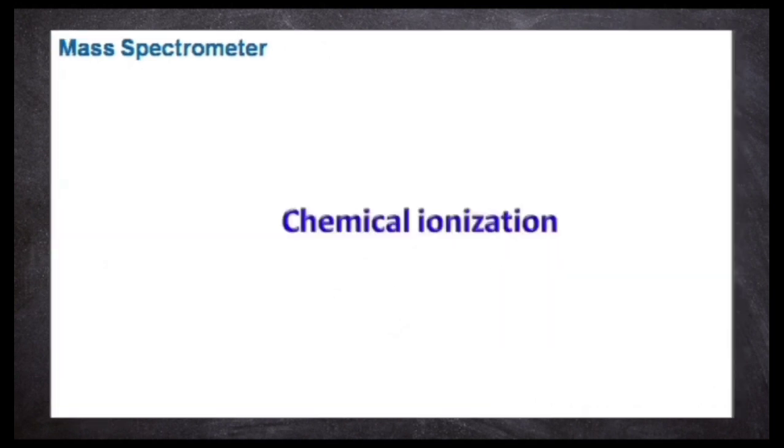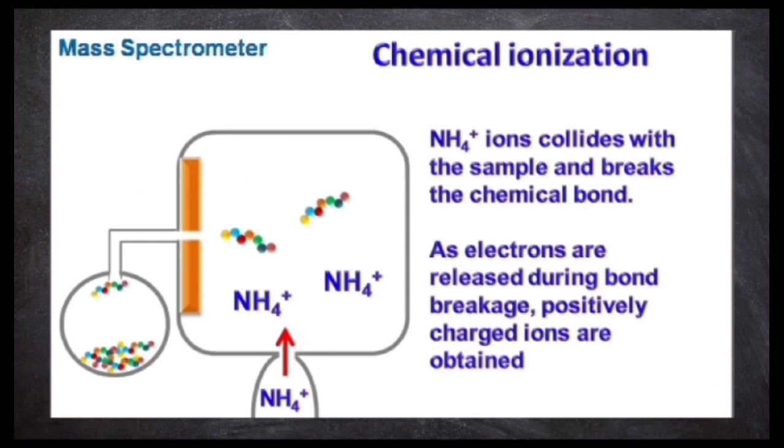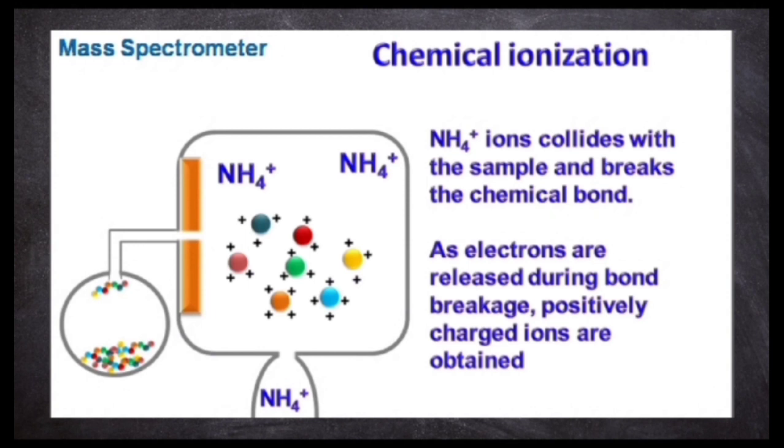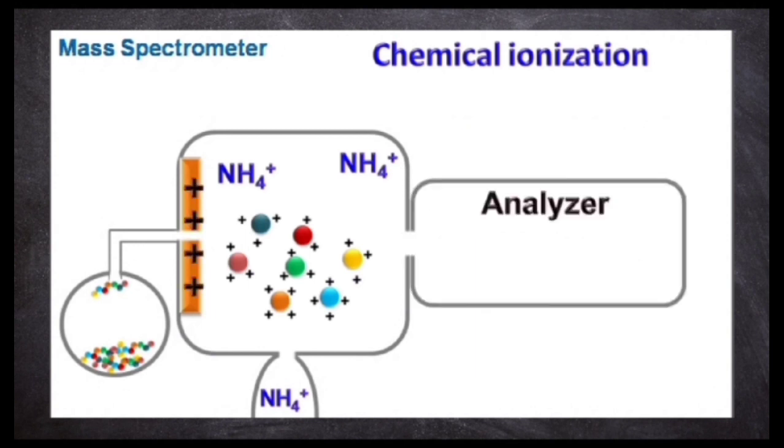Now we will talk about chemical ionization. For ionization here we will use methane ion or ammonium ion because they are large in size compared to electrons, so the probability of ionization increases even more. NH4 collides with the sample and breaks the chemical bond. Electrons are released during breaking the bond. Charged ions are obtained and go to the analyzer.